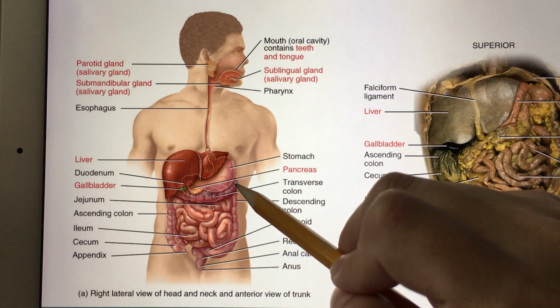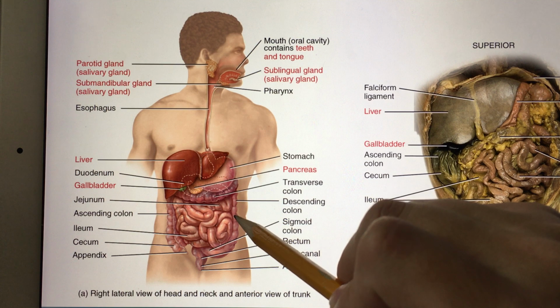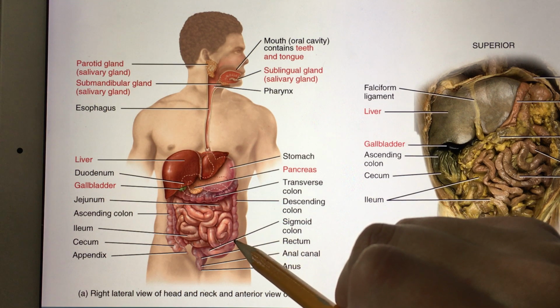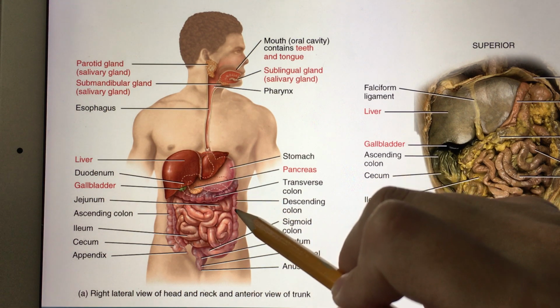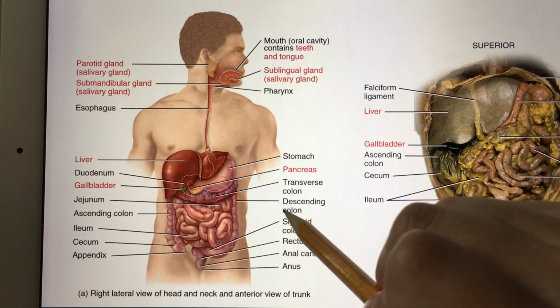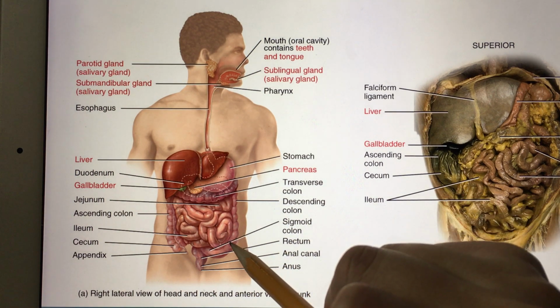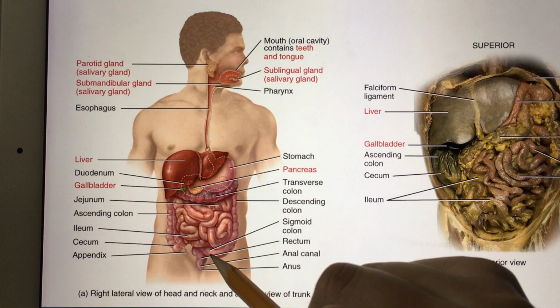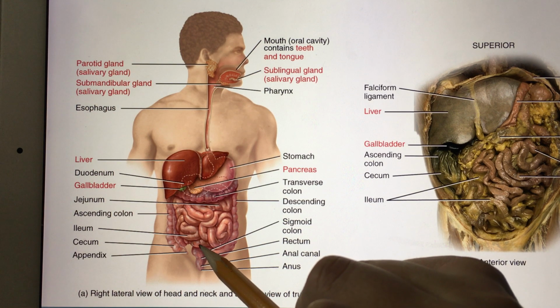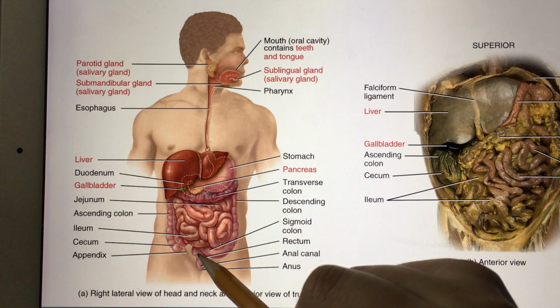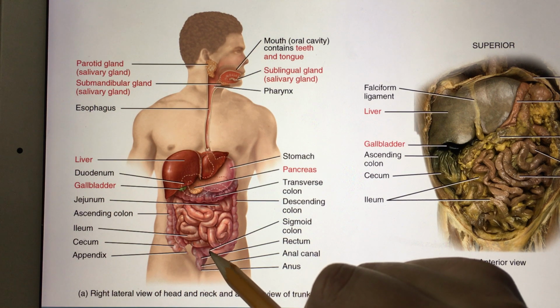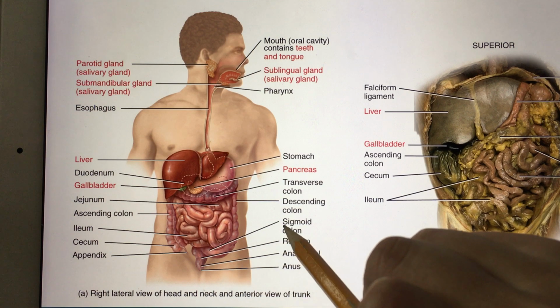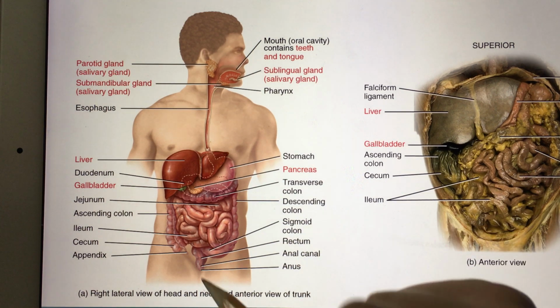Transverse colon bends downwards and then travels down the left side of the body. This section of the large intestine is referred to as descending colon. Descending colon then bends under, makes like a little U-shaped curve under the small intestine, then another curve, kind of like forming a letter S, like this S. This portion is called the sigmoid colon of the large intestine.